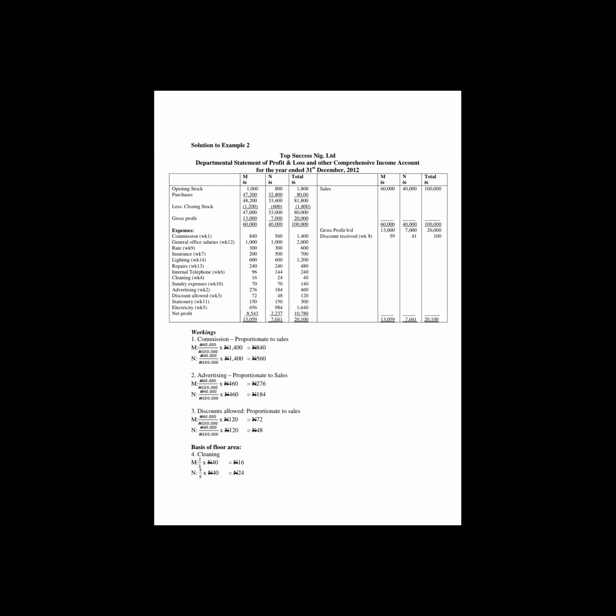So the next one, which is note 4, is what? Cleaning. Okay, we're not doing note 4 yet. We'll bring note 4 so that we'll not forget it. We have note 4, discount received. Remember? It's an income. So we'll now bring it to the credit side, under this gross profit, discount received. Discount received for department M is what? 59. Department N 41. Total 100.